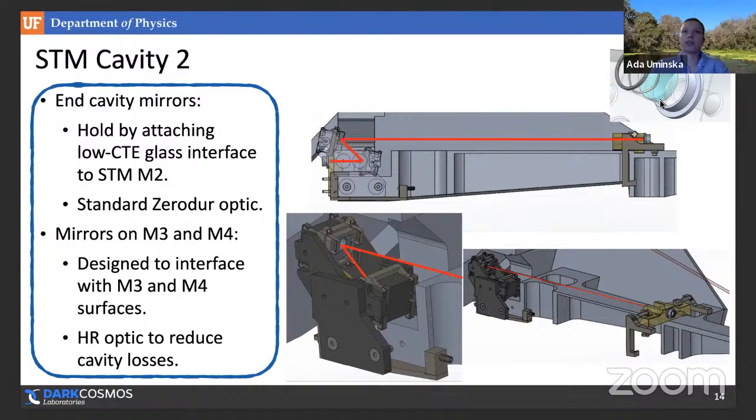And here M3 and M4 again are not polished or coated, so we have to introduce our own optic. In the same way, we use a PEEK mask and springs that hold these mirrors in place. And here is also the side view of how this cavity looks. In addition, we use a highly reflective optic to reduce any cavity losses, and as I mentioned before, maintain a high finesse and make the cavities less susceptible to noise.